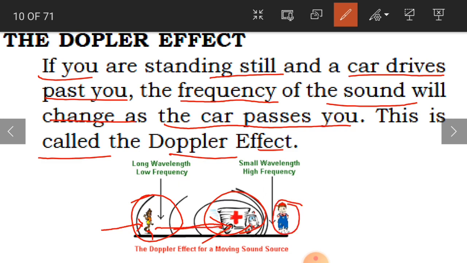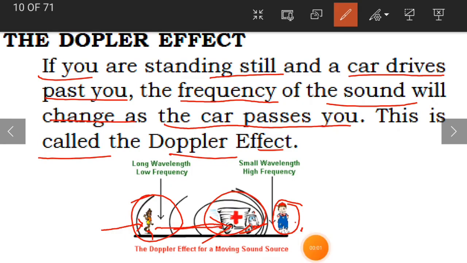But this frequency is high for this person. The sound frequency is high for this person. Why? Because the vehicle is very near to this person. So this is nothing but the Doppler effect. We call this the Doppler effect. It is nothing but a moving sound source.